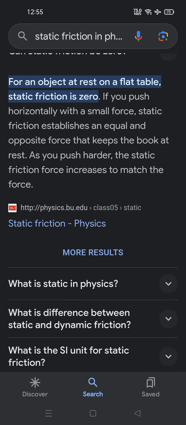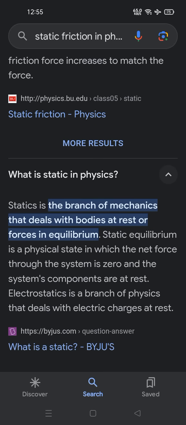Next, we are taking what is static in physics. Statics is the branch of mechanics that deals with the bodies at rest or forces in equilibrium. Static equilibrium is a physical state in which the net force through the system is zero and the system components are at rest. Electrostatics is a branch of physics that deals with the electric charge at rest.